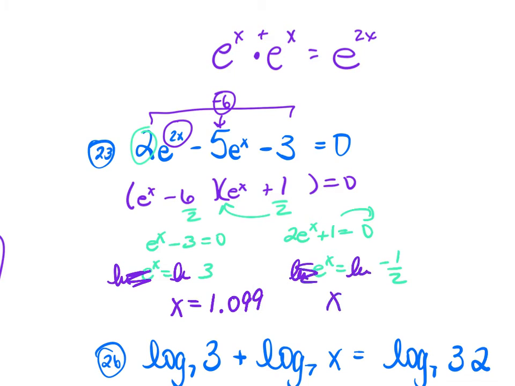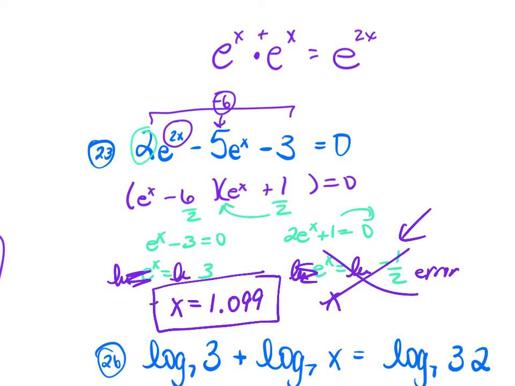I get x equals. If you take the natural log of a negative number in your calculator, it'll tell you error, which means that that one doesn't work. So you only have one solution here, and you can plug it back in everywhere you see an x and check your answer.